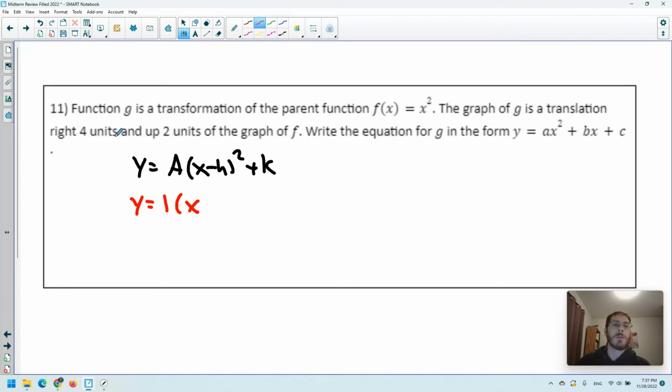We're going to go for right 4 units, so that means we'll plug 4 in for h. We're going up 2 units, that means we have to go plus 2 for k. Almost forgot my little squared. Since I'm multiplying here by 1, I don't really need to write that, and it's going to throw me off if I don't get rid of it, so I'm going to get rid of it right now. And now I need to get it into standard form. So to do that, I need to multiply this out.